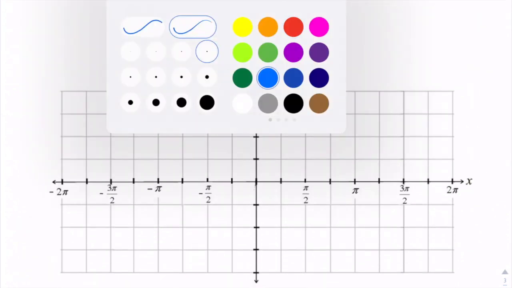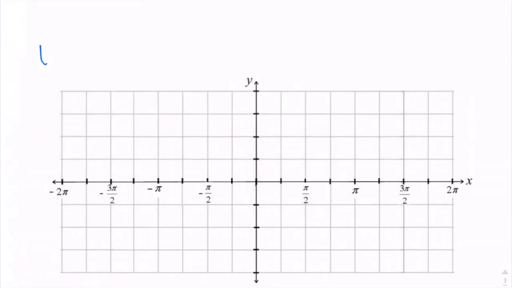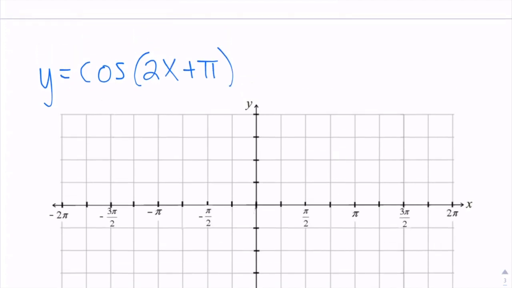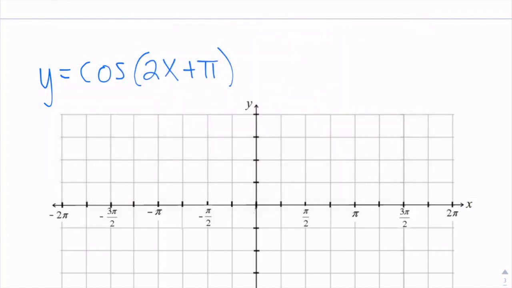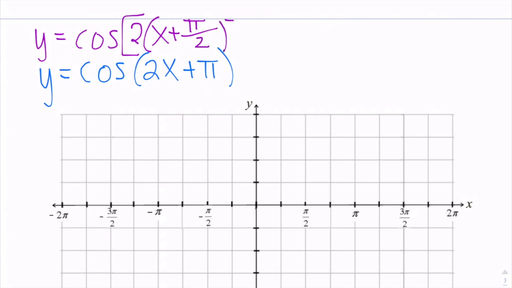Now if we go to the next one, we're going to use the function y equals cosine of 2x plus pi. The first thing we always want to do when we have a number in front of our x value is factor out that number. So we're going to end up with y equals cosine of 2 times x plus, then you're going to take the value there, pi, and divide it by what you factored out.